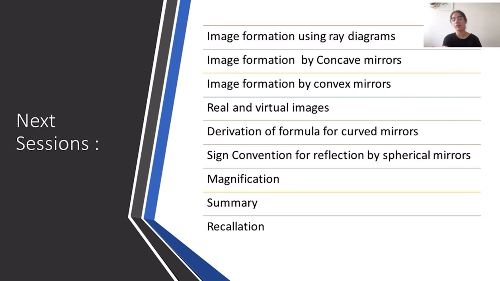Then, when we discuss heights of images and objects, we will come across a term called magnification, and that would be it for the entire chapter of reflection at curved surfaces. We would make summaries of those sessions and then recall what we learned in the entire chapter. That would be for the coming sessions. This is it for this session.